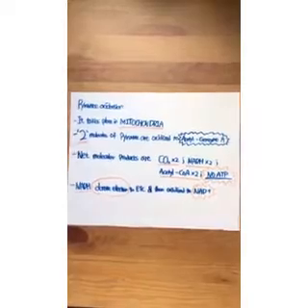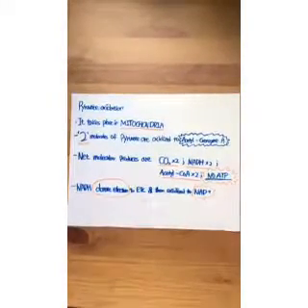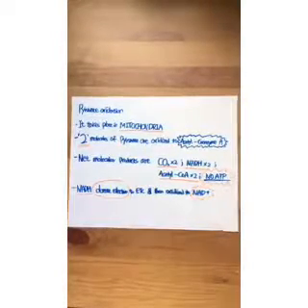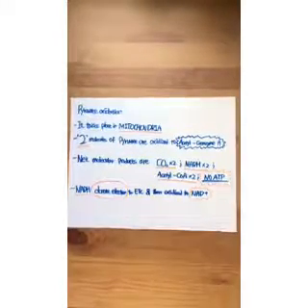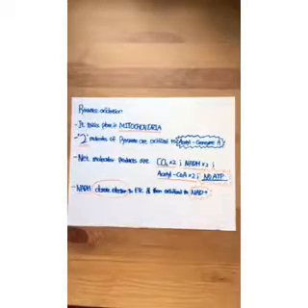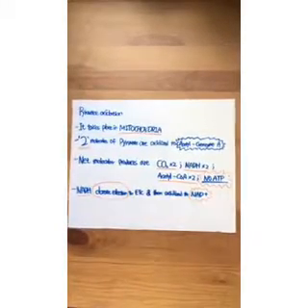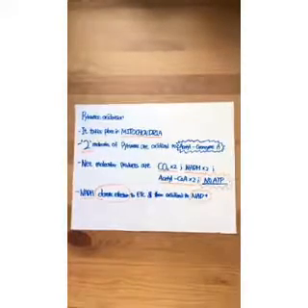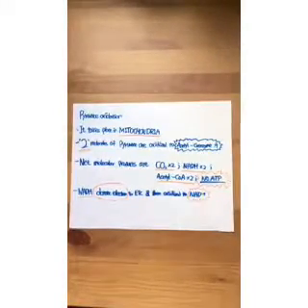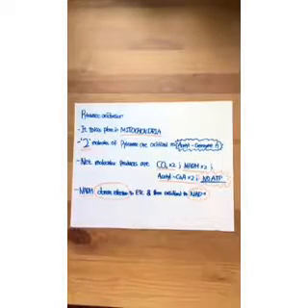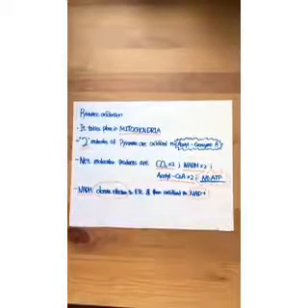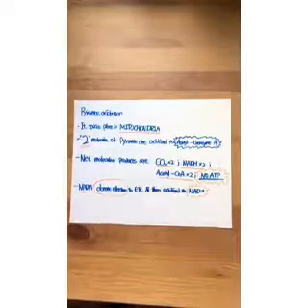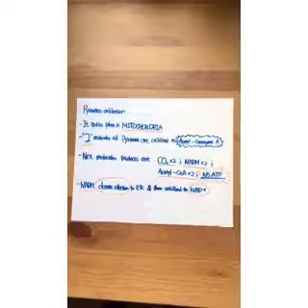Pyruvate oxidation takes place in the mitochondria. 2 molecules of pyruvate are oxidized to acetyl-CoA in preparation for the citric acid cycle. The net molecular products are 2 CO2, 2 NADH, and 2 acetyl-CoA. There is no ATP produced in pyruvate oxidation. This is the only process in cellular respiration in which no ATP is produced. NADH donates electrons to the electron transport chain and then is oxidized to NAD+.